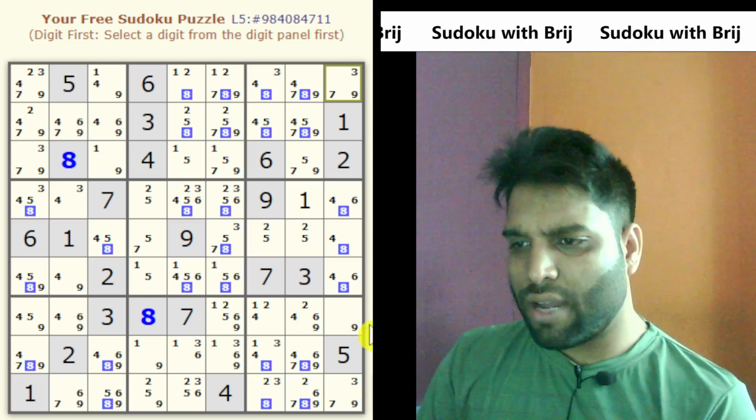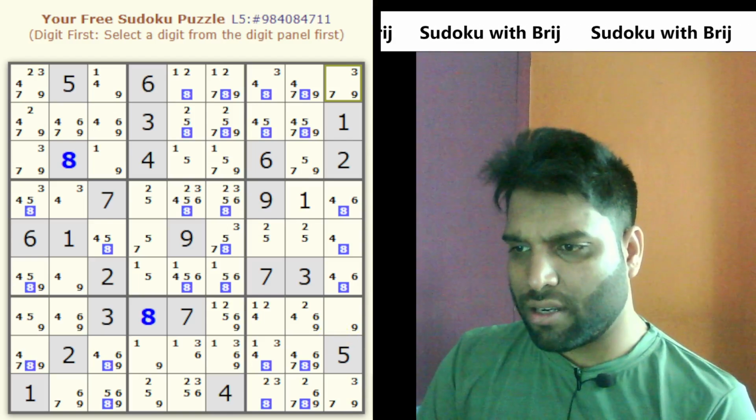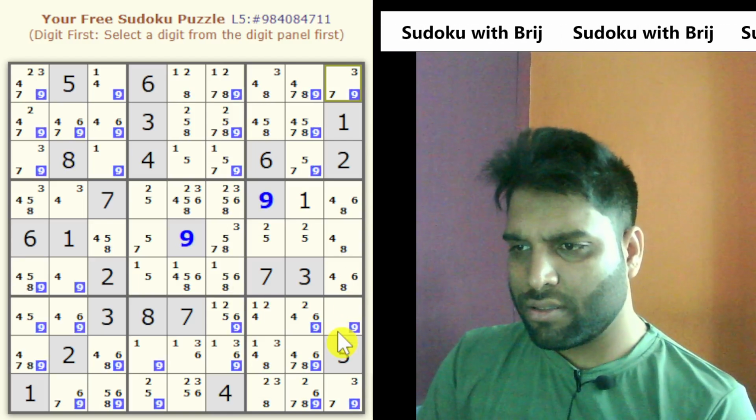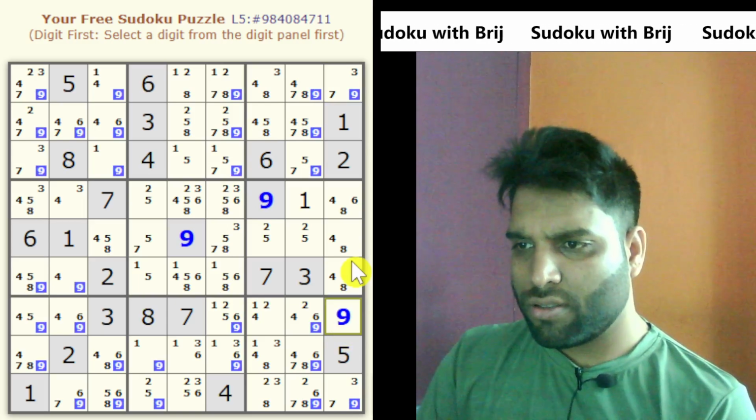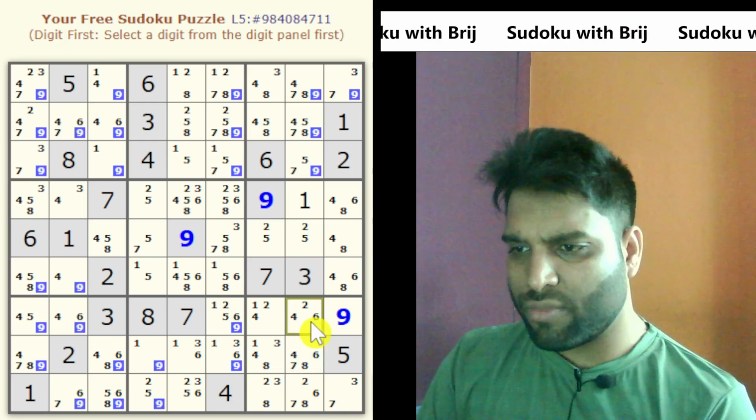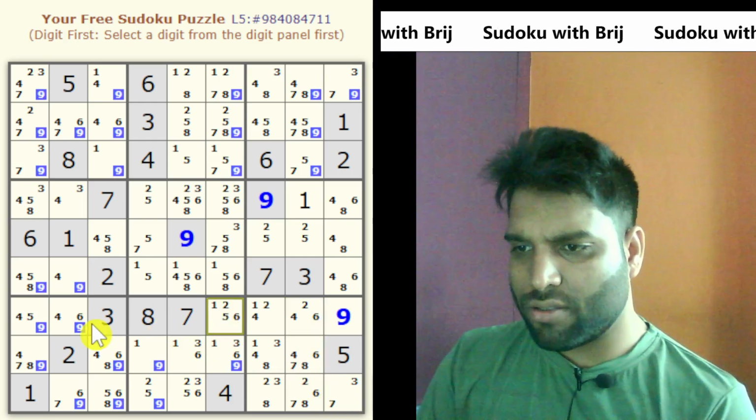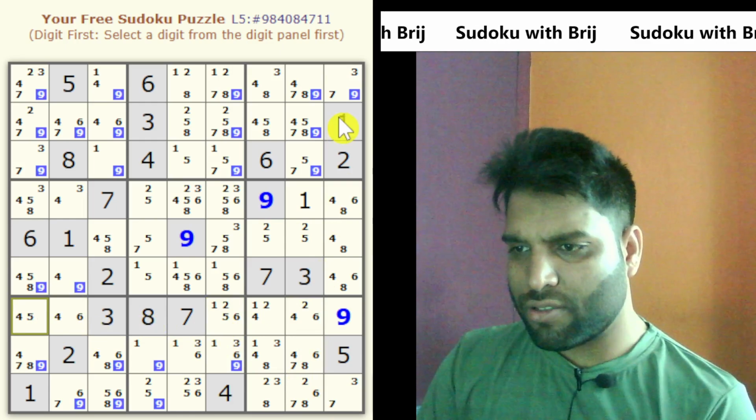So I think now I have a naked single of 9 in this box. So I can remove all the 9s from this box and also from this row and also from this column.